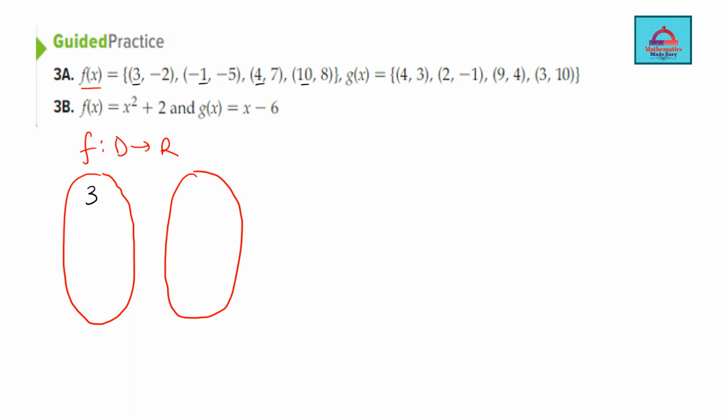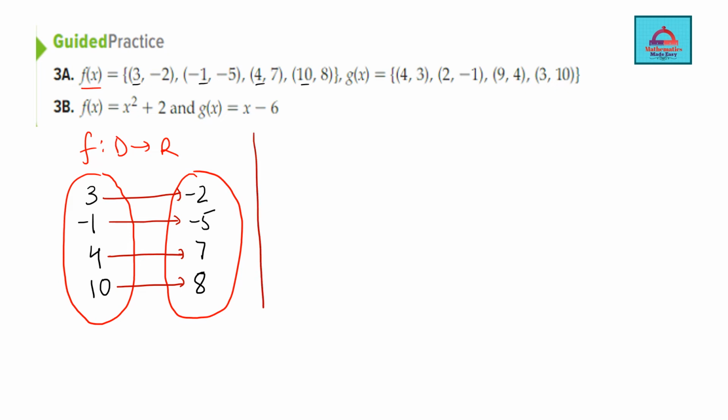The x coordinate gives you the domain and the y coordinate gives you the range. So we have put all the points. Now the function is going: 3 is going to -2, -1 is going to -5, 4 is going to 7, 10 is going to this one.